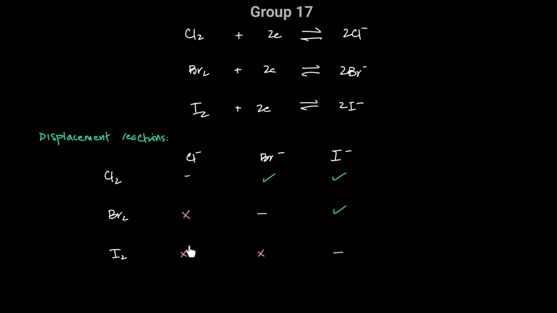we can see chloride won't be able to reduce bromine or iodine, right? It's the weakest of the three reducing agents. Bromide will only reduce chlorine, and then iodide will reduce both chlorine and bromine. So it's the strongest of the three reducing agents.